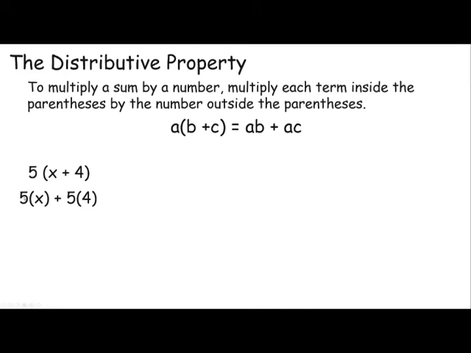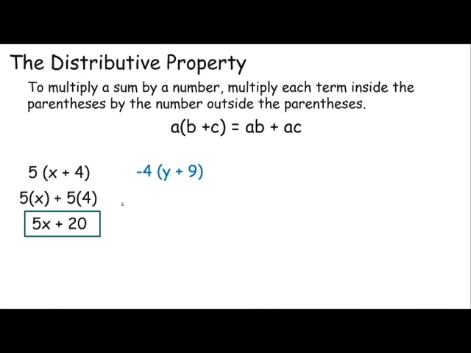Now, I don't know what 5 X's is because I don't really know what this number is, so I'm going to hold on to that for a second. I do know that 5 4s makes 20, so there's my answer: 5 X's and a 20. That's the distributive property for you.